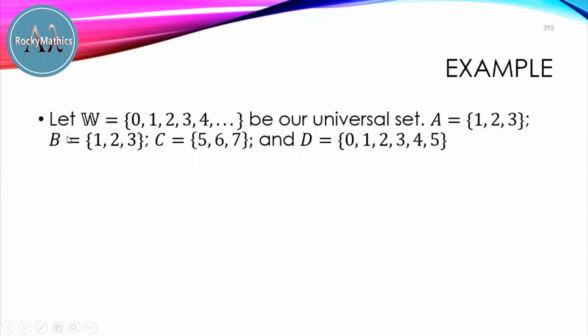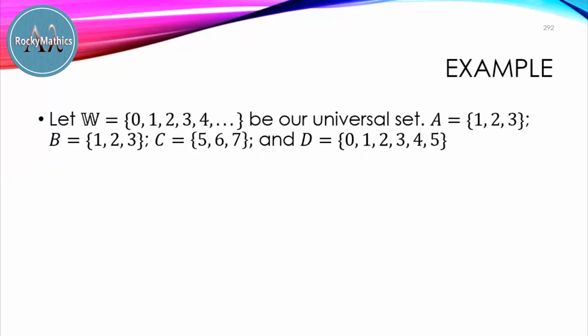For example, we are given the universal set W, which is the set of whole numbers, given by the set of 0, 1, 2, 3, and so on, be our universal set. Then we also have set A, which is a set of 1, 2, and 3, and set B, which is also a set of 1, 2, and 3, meaning set A is equal to set B. Then set C is equal to the set of 5, 6, and 7, and D is equal to the set of 0, 1, 2, 3, 4, and 5. Okay?